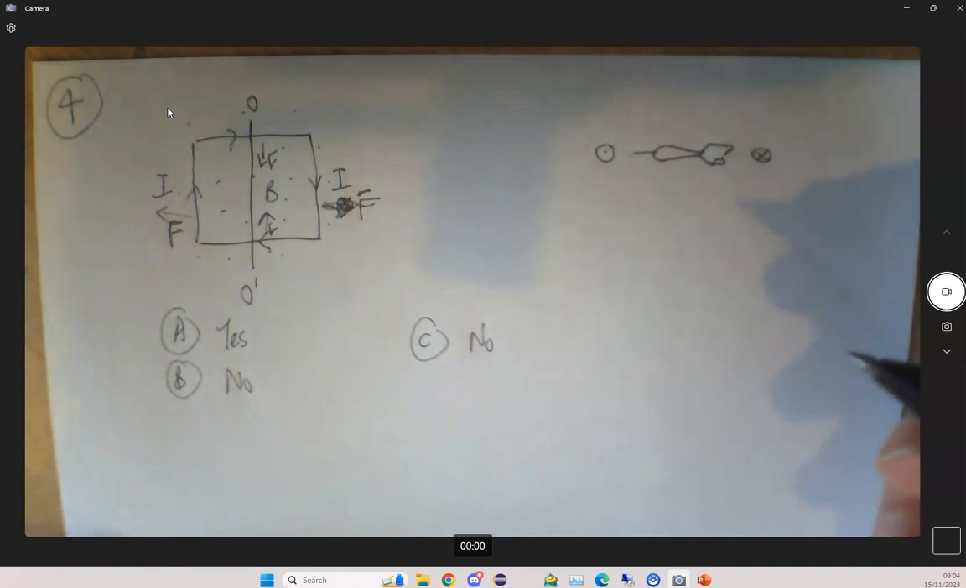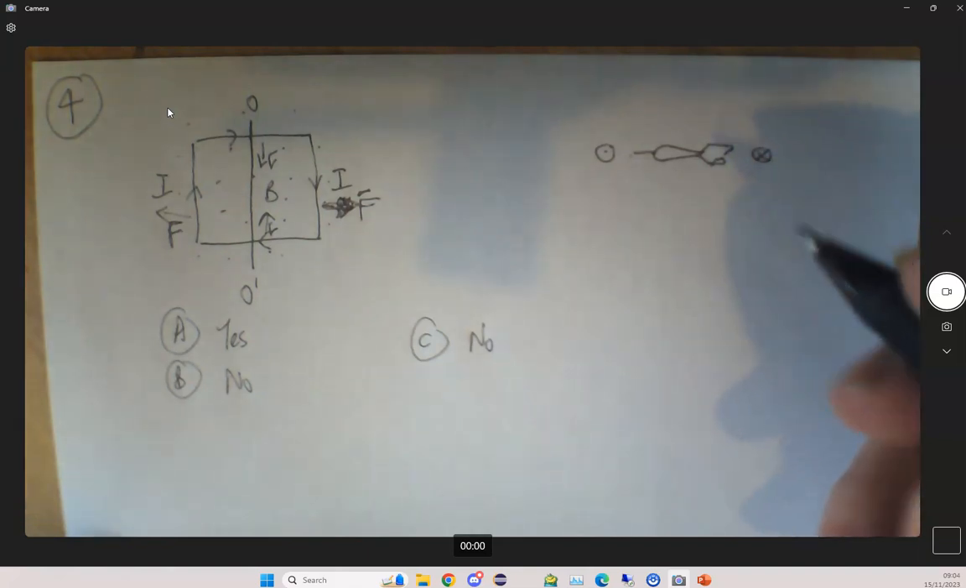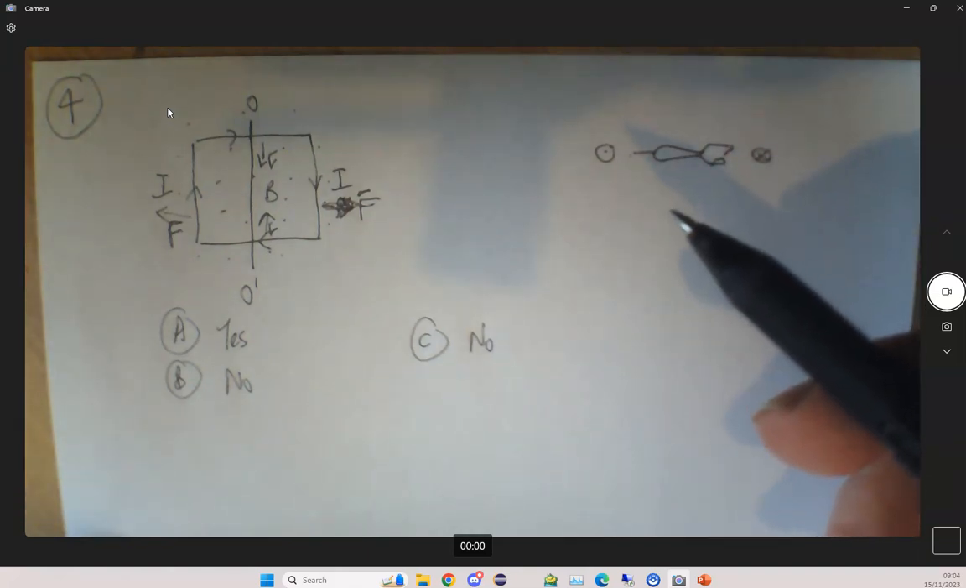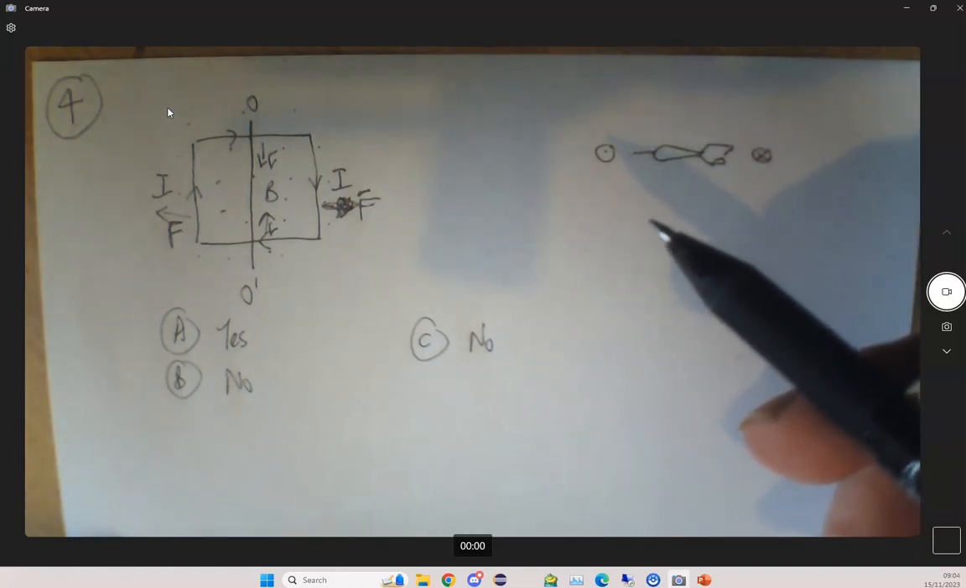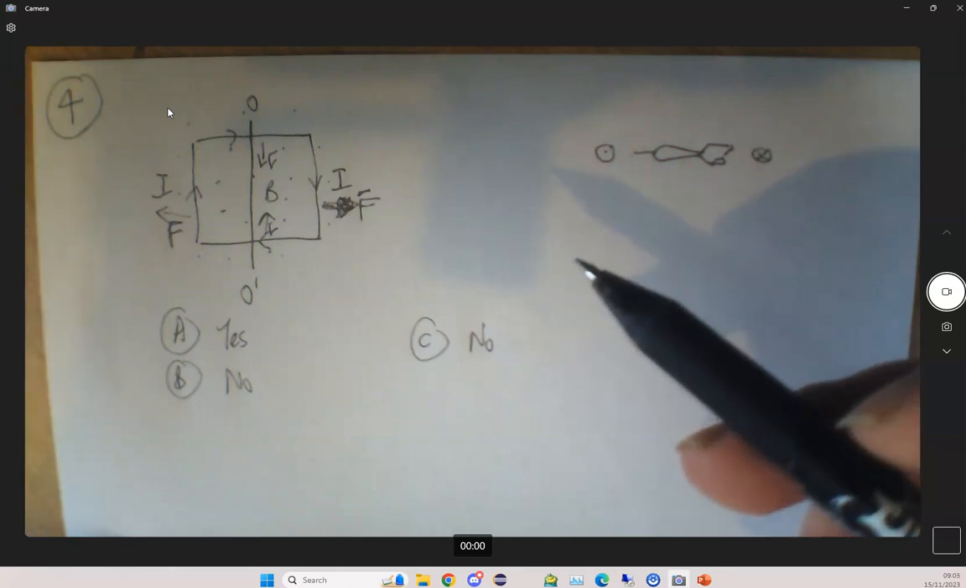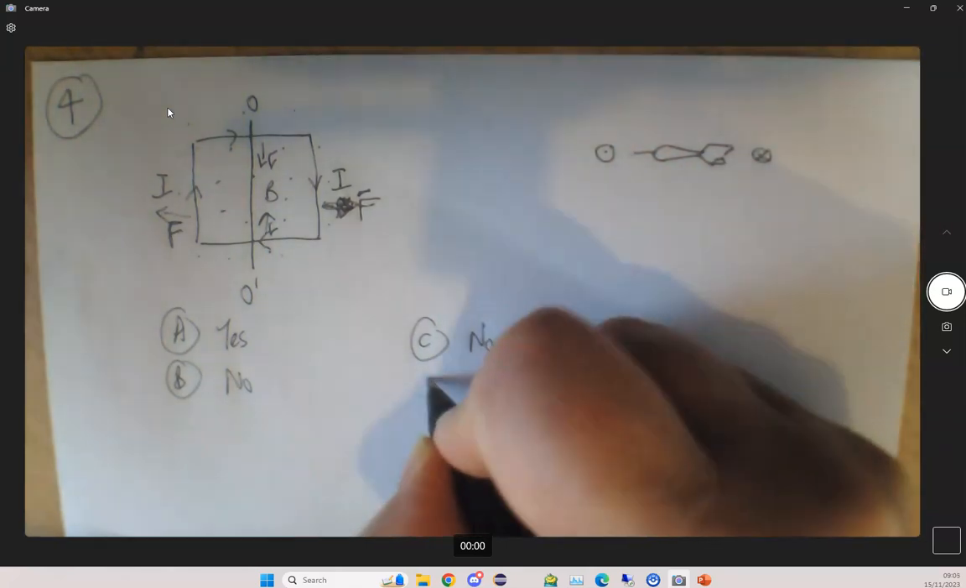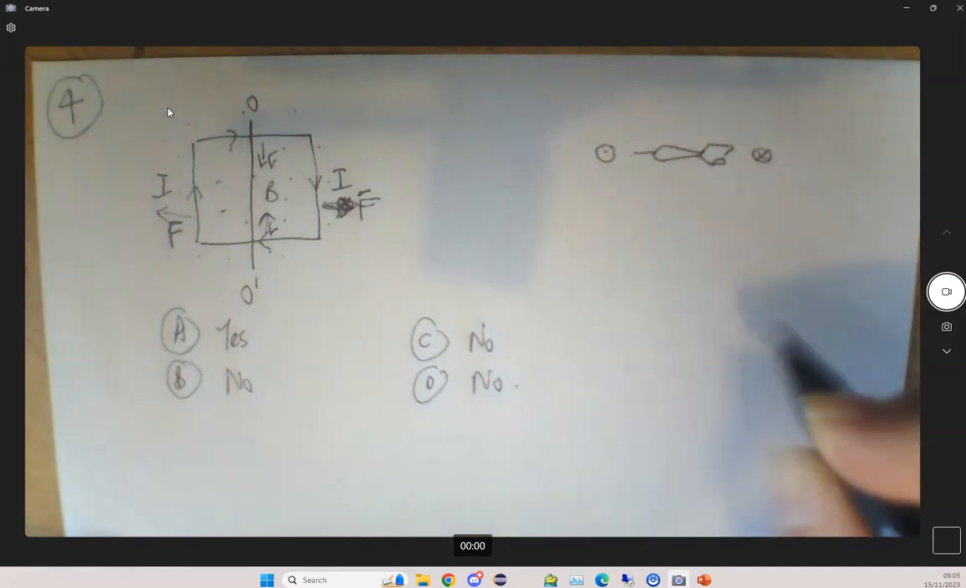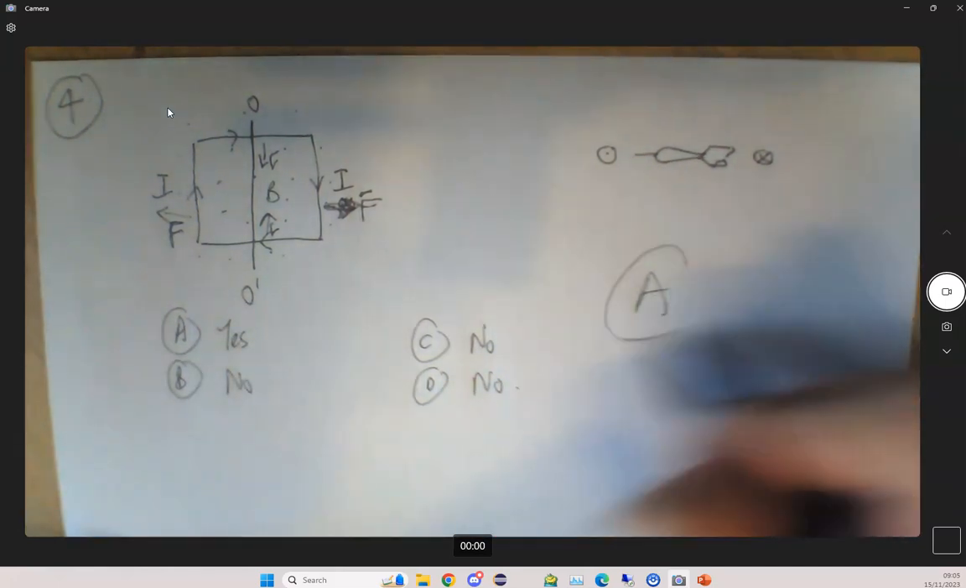And D, if the coil is turned through a small angle about OO', it will remain in position. Well, no, it wouldn't, because the forces are going to be slightly unequal, and it will probably pull itself back. So D is no. Therefore my answer to this question is A.